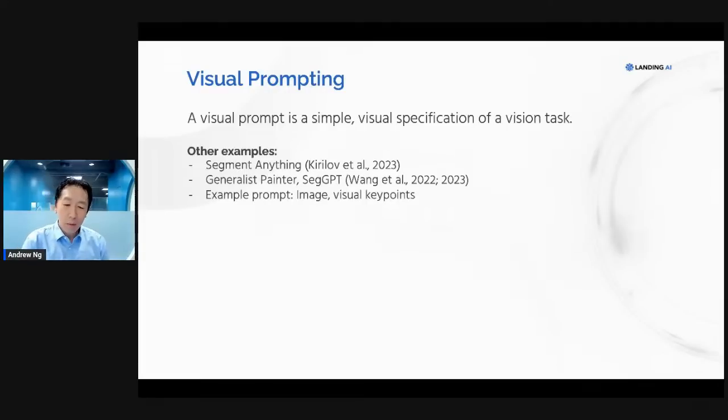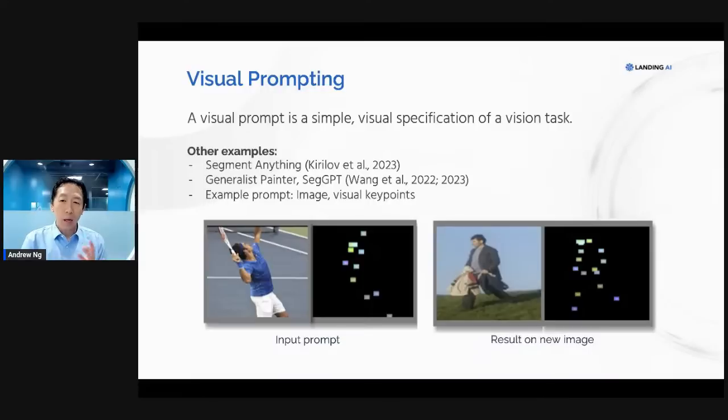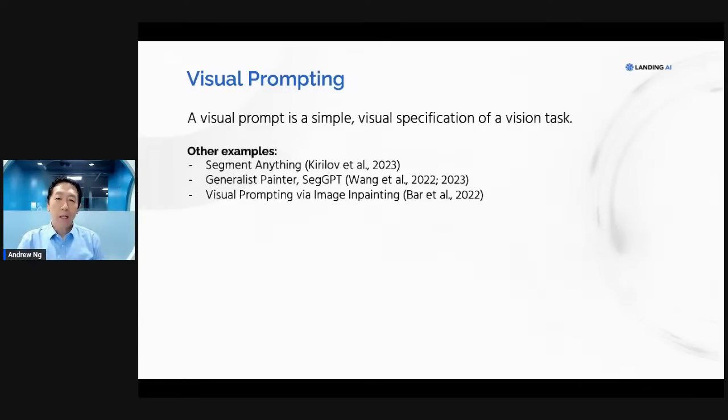Another example, some work on Generalist Painter and ChatGPT, build a system where one example of the sort of prompt they use would be to give it a picture and some visual key points of, say, the person. That's the prompt, and then give it a new picture, and it would find the corresponding points on a brand new image. And they experimented with other types of prompts. Again, this is a nice, simple visual prompt that allows the algorithm to very quickly do tasks. And then there was this paper out of, I think, Alexei Efros's group at Berkeley, Visual Prompting via Image Inpainting, related in some ways to Generalist Painter, also very cool work.